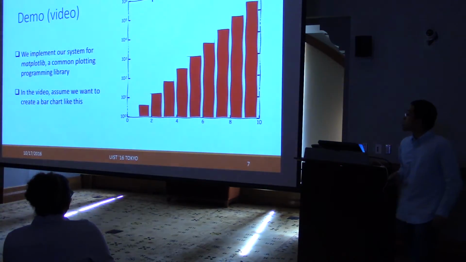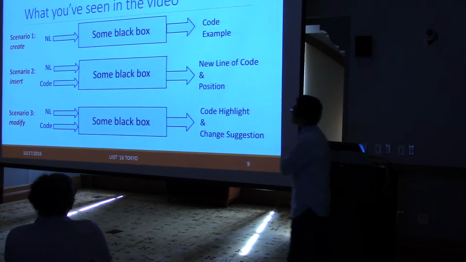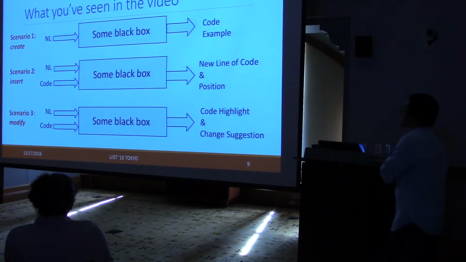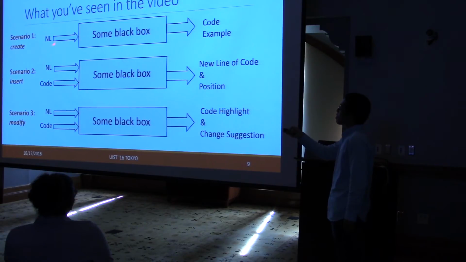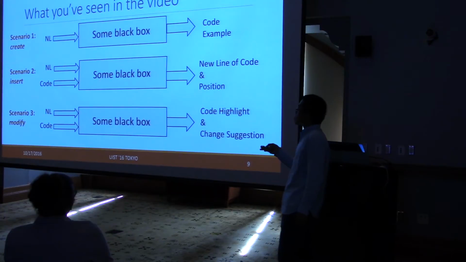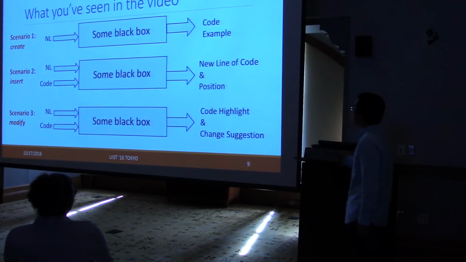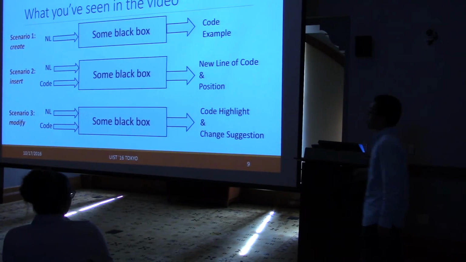So let's recap what just happened. What you have seen in the video are 3 scenarios. Scenario 1 is the user creates something from scratch, which is some NL query to some black box, and it generates some code example. And scenario 2 is the user wants to insert a new line, or a set of new lines. The input is natural language and code context, and the black box generates new lines of code and where to insert that code in terms of code context.